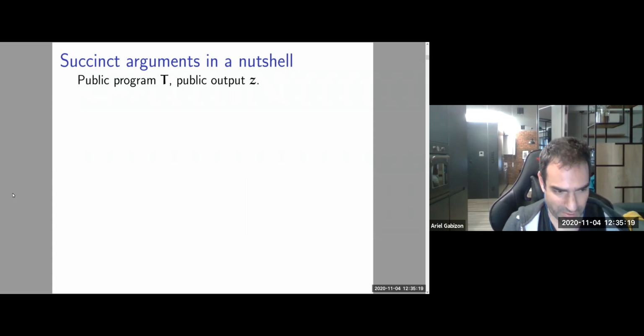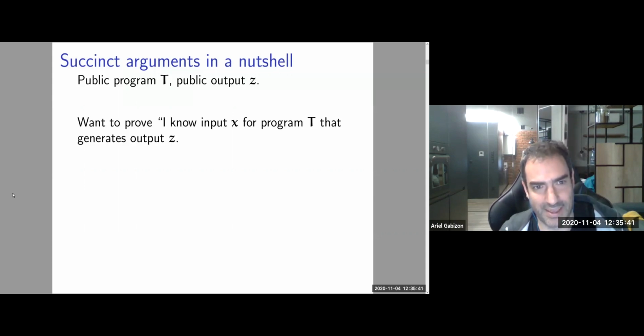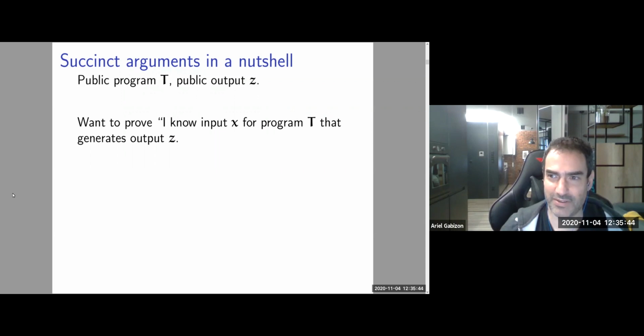So what we're talking about here is this thing called succinct arguments. Informally, what are they? We have some program or circuit that is known to everybody, and we have some public output of this program. Generally, the kind of things we're interested in are proofs of statements of the form: I know some input X to this program that will lead to output Z.